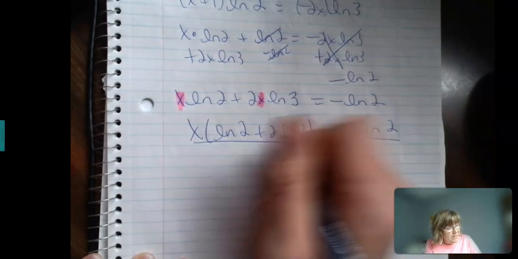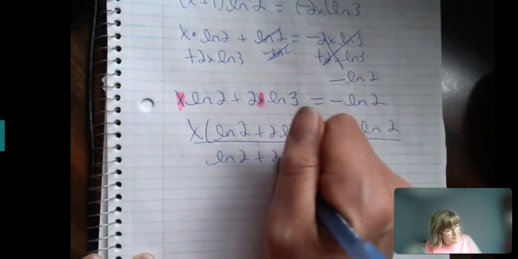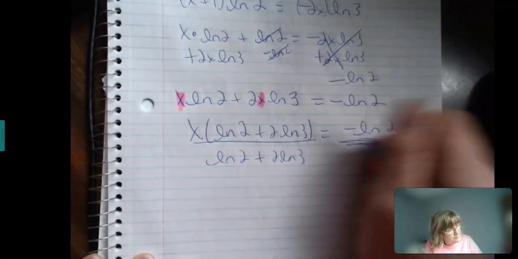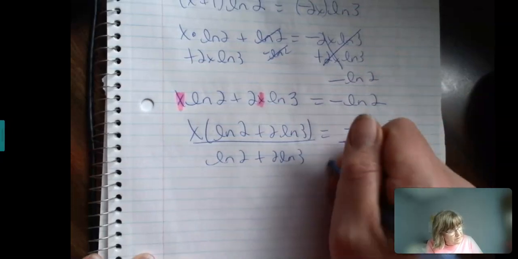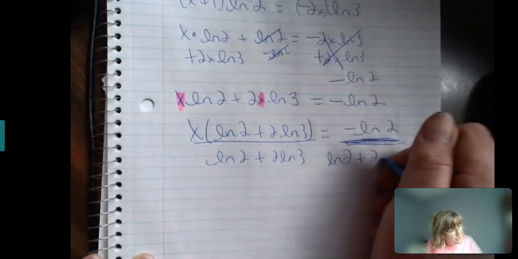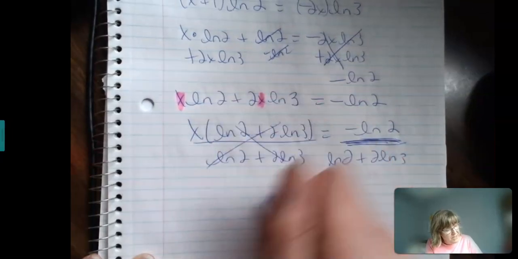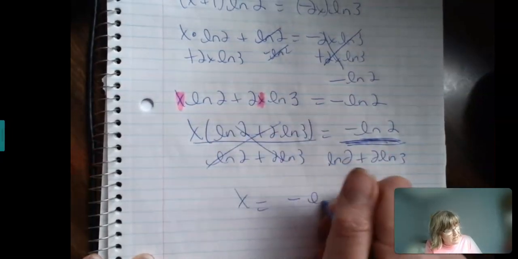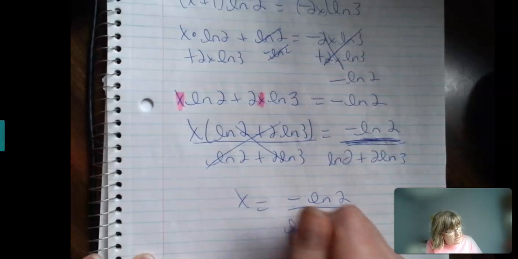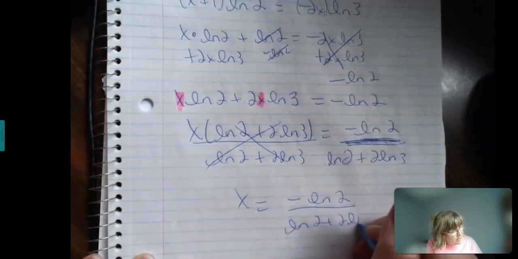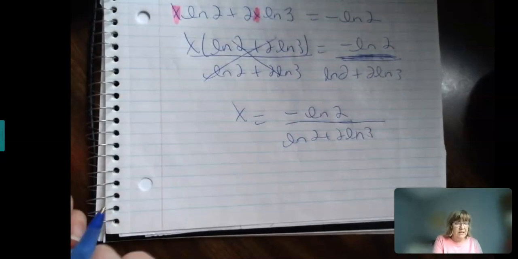And then to get rid of multiplying, I'm going to divide both sides. Ln of 2 plus 2 ln of 3. All right, so x equals negative ln 2 over ln 2 plus 2 ln 3. All right, let's convert that to a decimal just to see what that is.